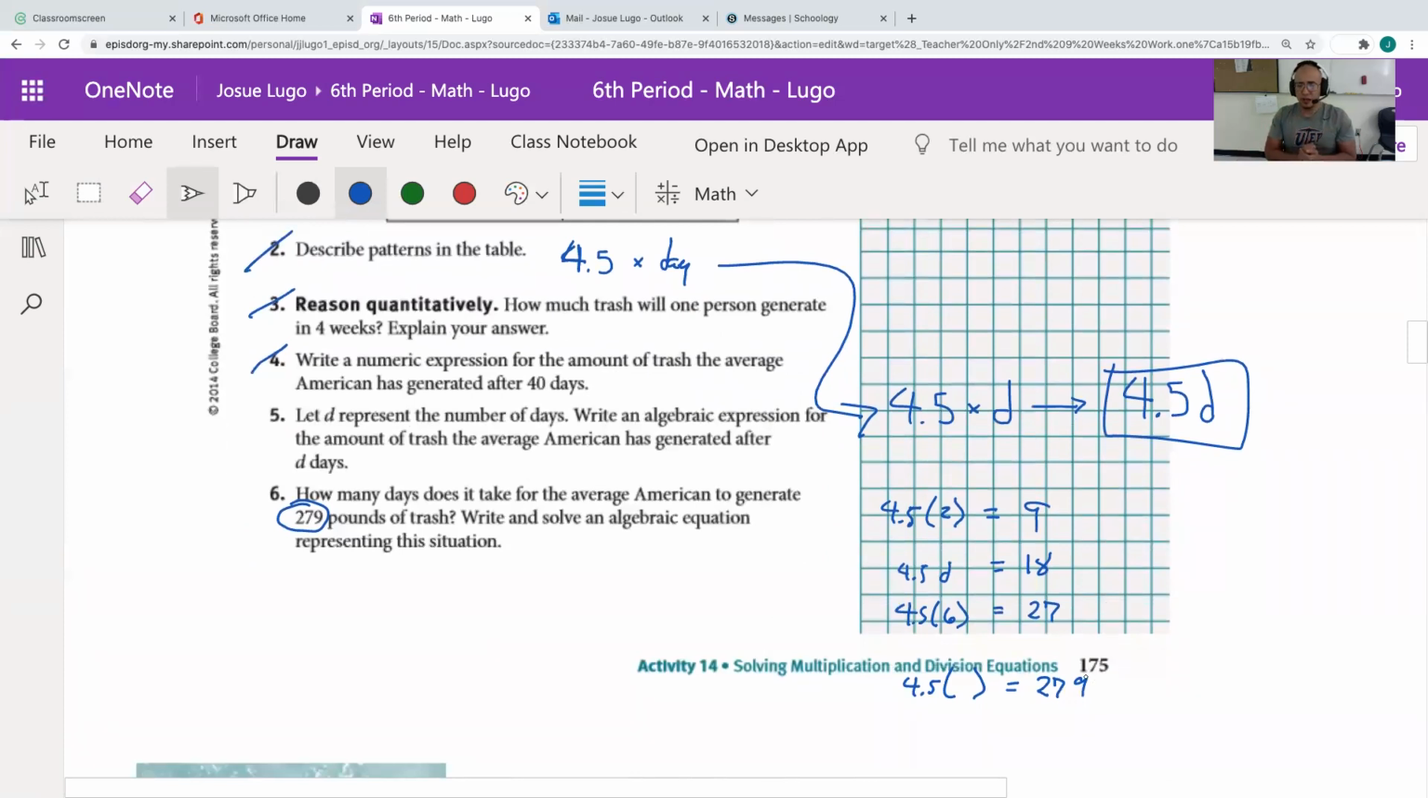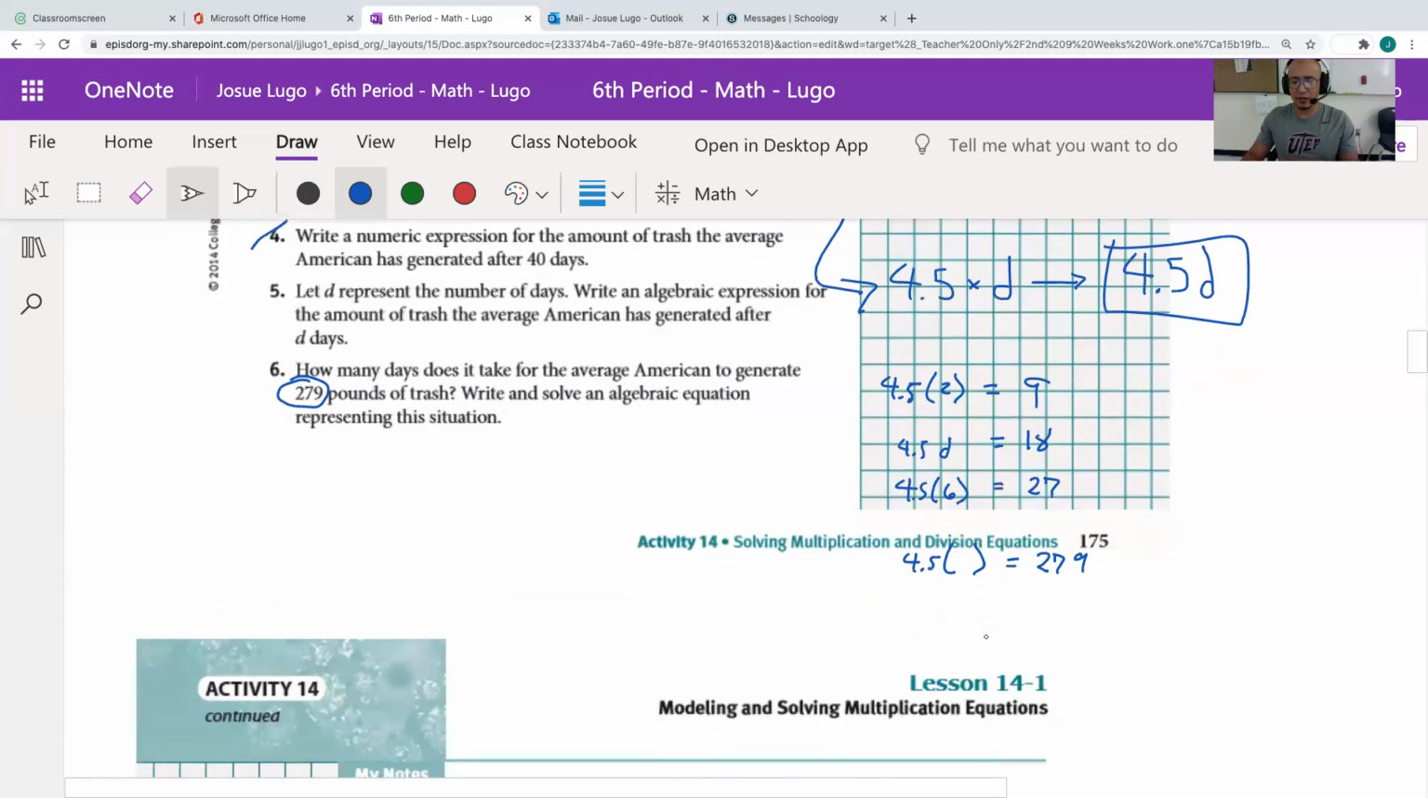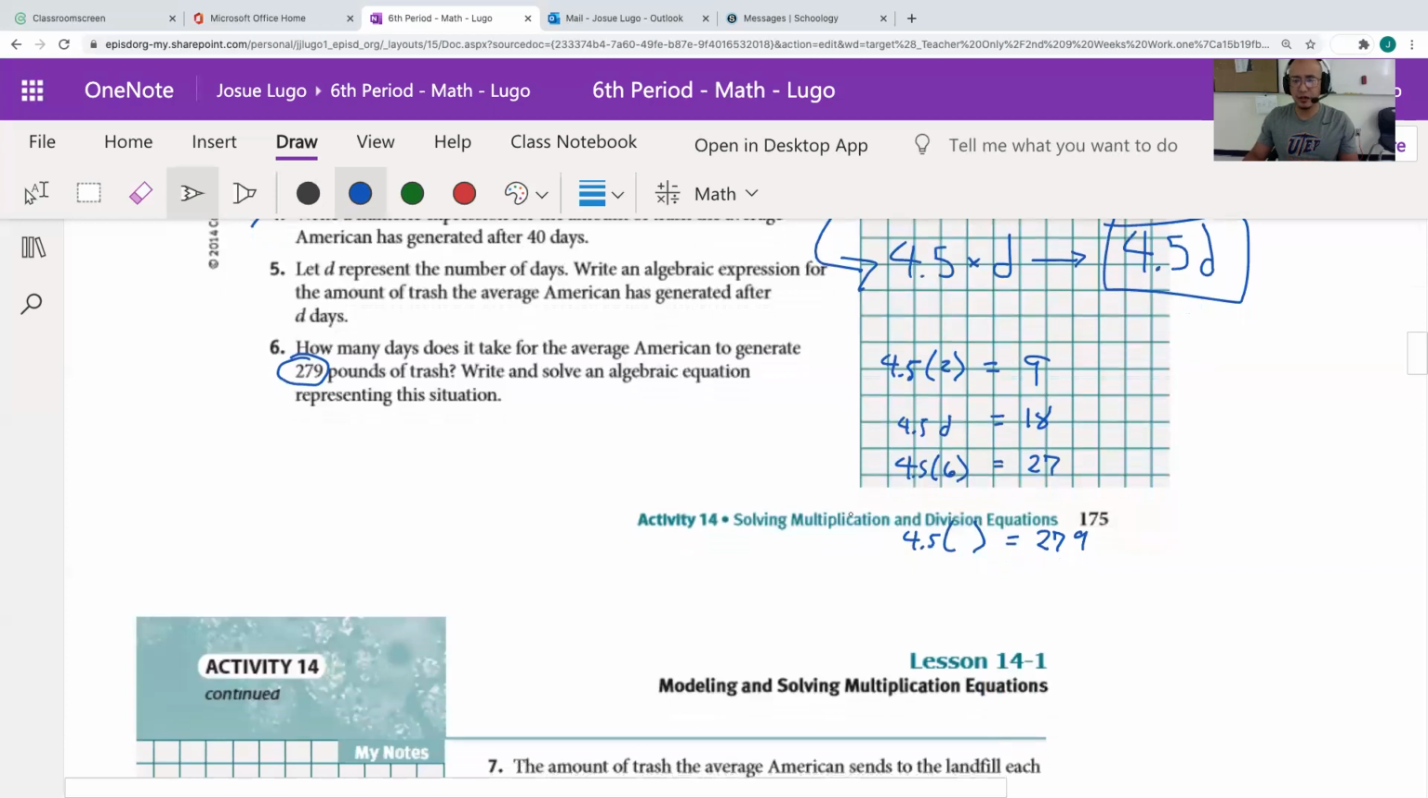Or, ladies and gentlemen, we can simply apply what we have learned about equations. We can apply what we've learned about equations and simply solve for the d. Now, what do I mean by that? Well, remember that equations are simply scales, where one side of the equation, in this case the left side, has to equal the same thing as the right side. They're balanced. I don't know what d is, but when I multiply d times 4.5, it is the same thing as 279.